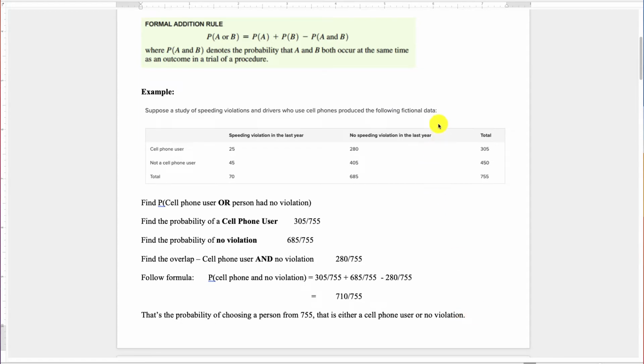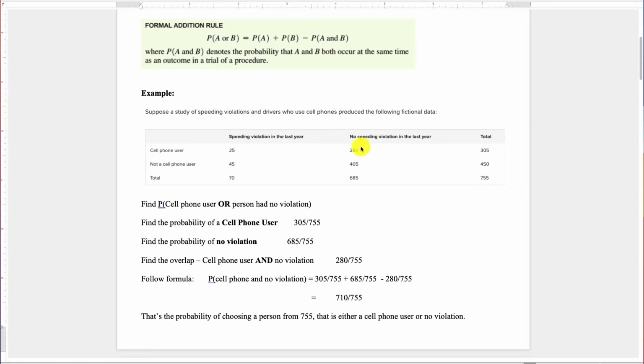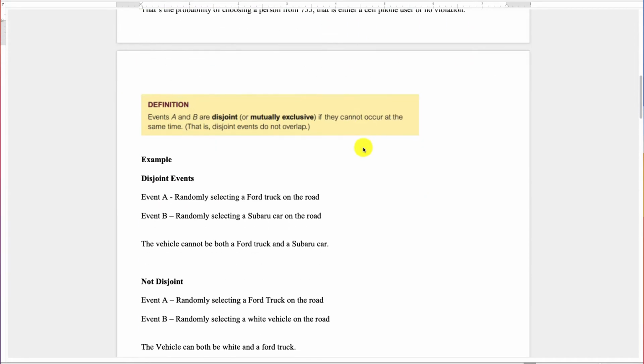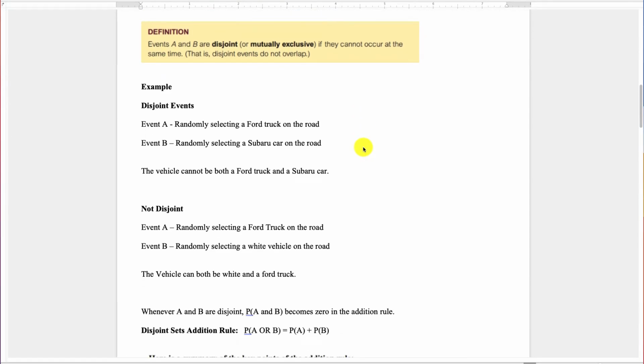So with this, you always have to subtract off the one that gets hit twice, the and, where they're both occurring at the same time, because you count them individually and then the and gets counted twice. Okay. Let's look at disjoint, or mutually exclusive. It means that they can't occur at the same time. If you're disjoint or mutually exclusive, they don't overlap. There's no overlap. There's no and.